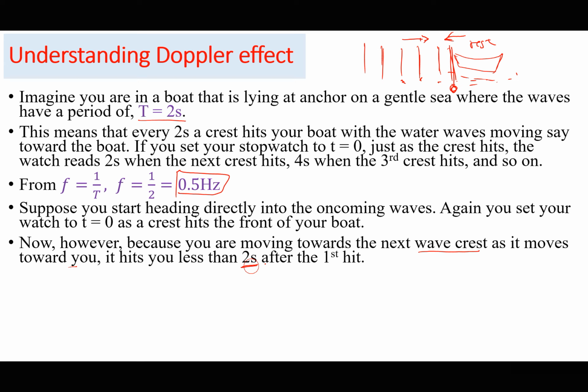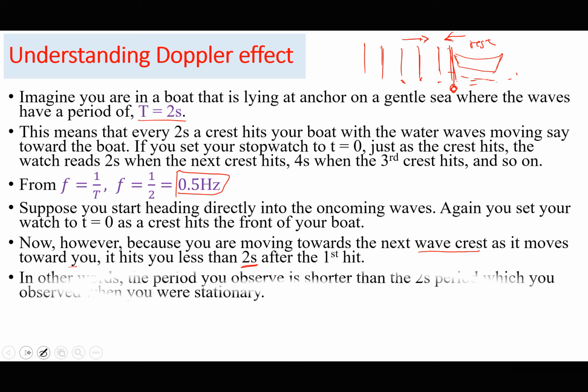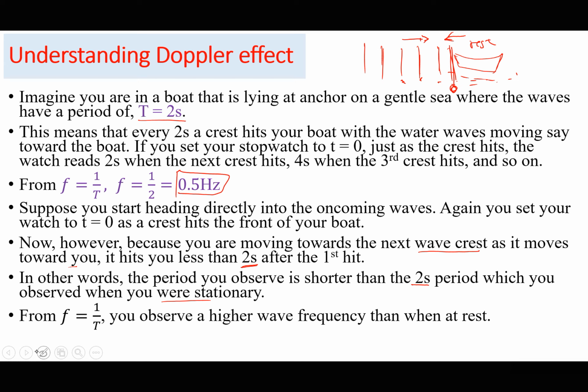So now the time at which the crests are hitting the boat has reduced. In other words, the period you observe is going to be shorter than the 2 seconds you had observed when you were stationary. So it's like the period has now reduced. And remember, from f equals 1 over T, since you now observe a smaller value of T, there will be a higher wave frequency than when it is at rest.